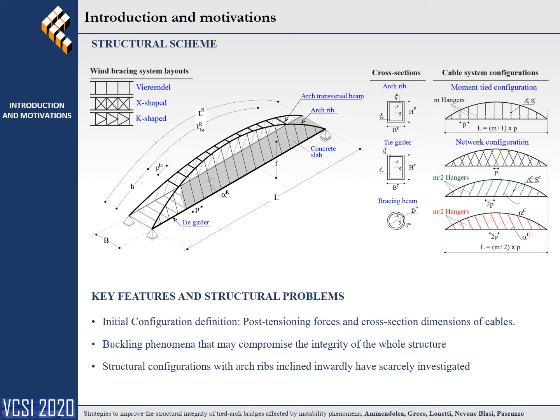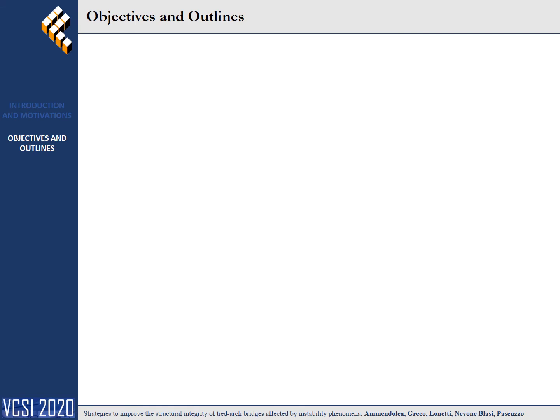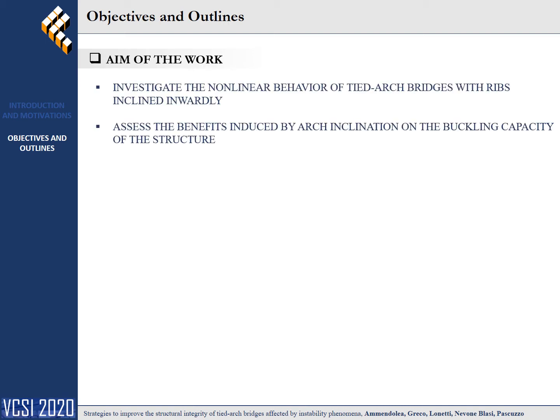In this context, the nonlinear behavior of tied arch bridges with inclined arches has been scarcely investigated, thus representing one of the main issues that should be properly addressed. On the basis of the previous considerations, with this work we developed an investigation of the nonlinear behavior of tied arch bridges with arch ribs inclined inwardly. In addition, we assessed the benefits induced by arch rib inclination on the buckling capacity of the structure from both economic and structural points of view.